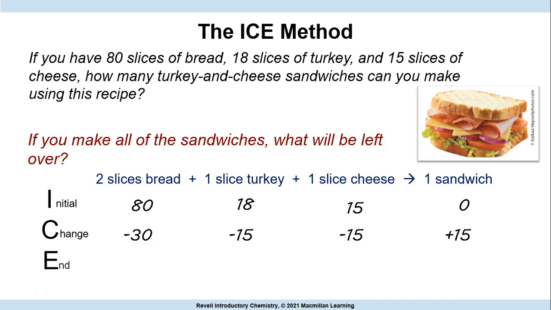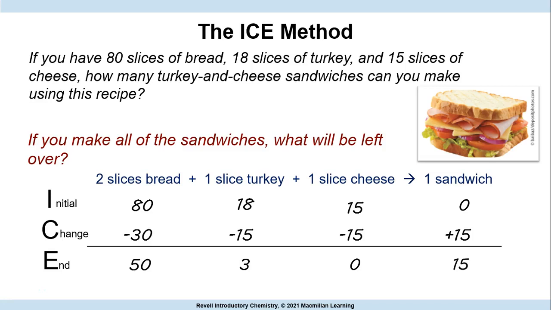Now, at the end, what is left? At the end, we are just going to subtract what has been used from what we initially had. For the slices of bread, if you subtract 30 from 80, you are going to be left with 50. For the cheese, we'll have 0. For the turkey, we'll have 3. And for the bread, we'll have 50. And that is what we've obtained. So we successfully formed 15 sandwiches. So this is the ICE method here: the initial, change, and end.